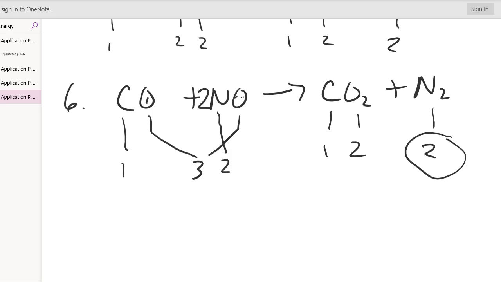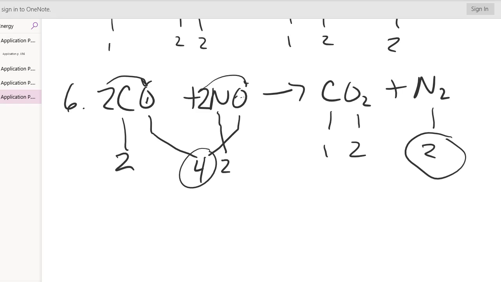If we have 3, that means we don't match on the right-hand side. So somehow we have to match. So why don't we do this, where we put 2 carbon and 2 oxygen. So now we have 2 carbon, and we have 1 more oxygen. So we have a total of 4. So it's 2 of those oxygen, 2 of these oxygen. You add those together, we have 4.